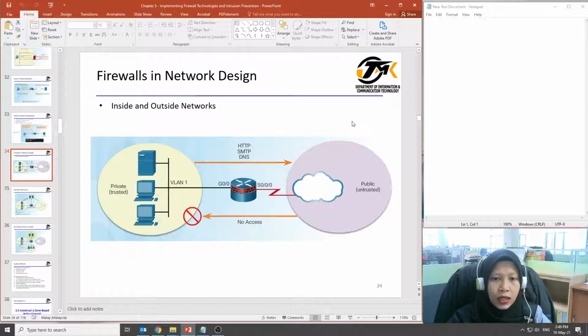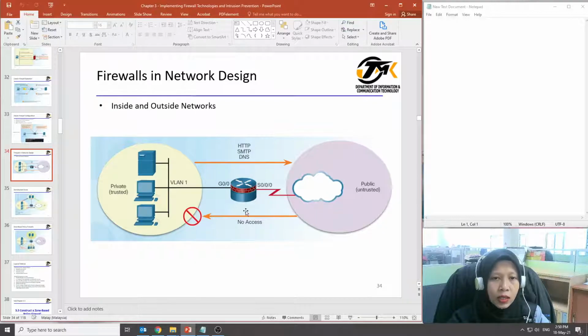Basically in this design, in this example, you have a private LAN here, and a public, untrusted network here. They have one firewall with the capability of a router, which is serial connected to the public and gigabit connected to the LAN with a VLAN configuration.